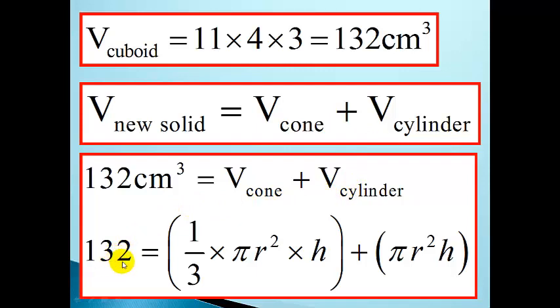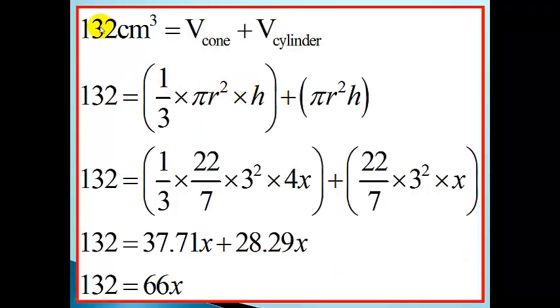So we have 132 is equal to the volume of the cone, which is 1/3 times the base area. And because the base is a circle, it's pi r squared times the height, plus the volume of the cylinder, which equals pi r squared h. Now we proceed. 132 centimeters cube will be equal to the volume of the cone plus the volume of the cylinder. And the volume of the cone is 1/3 times pi r squared times h plus volume of the cylinder, which will be pi r squared h.